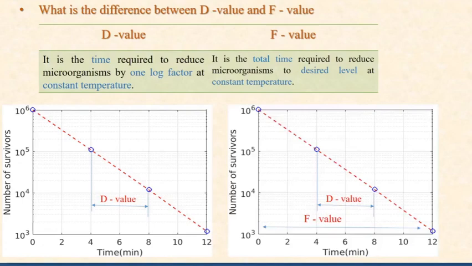But F-value is the total time required to reduce microorganisms from initial count to final count, that is from 10 to the power 6 to 10 to the power 3 here. From this graph, we can clearly say that F-value is nothing but the summation of all the D-values. If we know the D-value and the number of log reductions, that is 3 log reductions here, and the D-value is 4 minutes, we can calculate F-value, that is 4 minutes into 3 log cycles. So 4 into 3, 12 minutes.